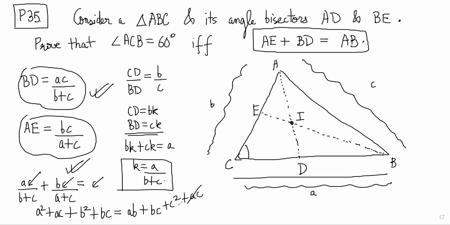And AC gets cancelled, BC also gets cancelled, and you end up with a square plus b square minus ab is equal to c square.